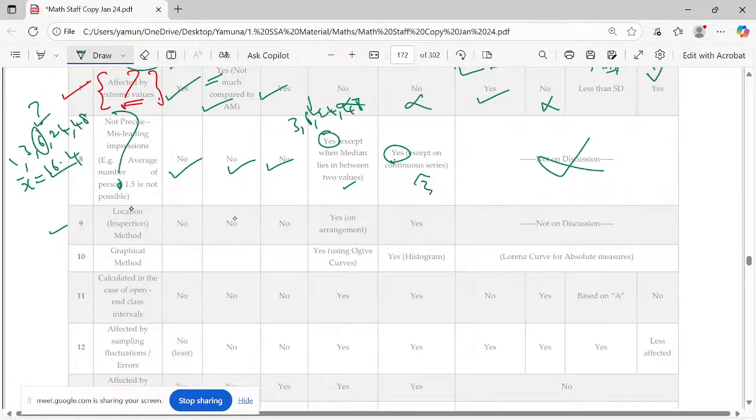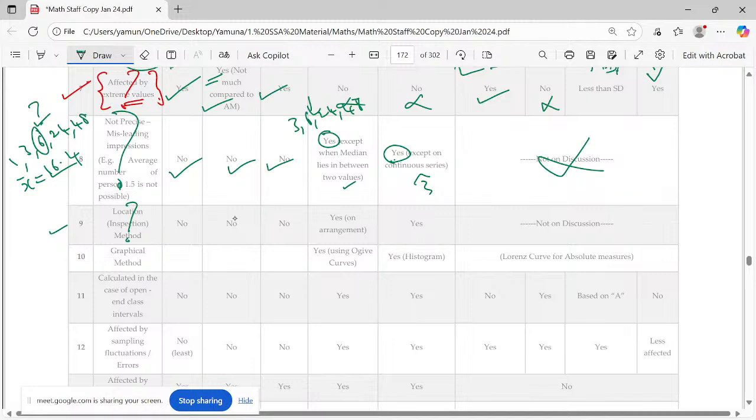Ninth one, is there anything you can do by location method? Location method is the alternate name called the inspection method. You inspect, which means just by seeing, you say it. There are 50 students in my class. I make them stand. I need not measure the height. If I ask you, who's the tallest student? You can see just by locating, which means inspecting. You need not go for a proper procedure at all.